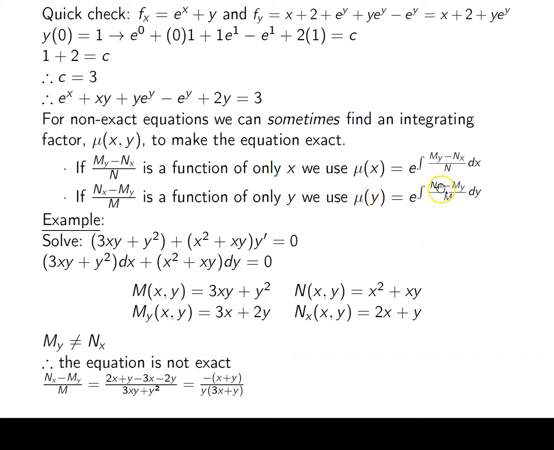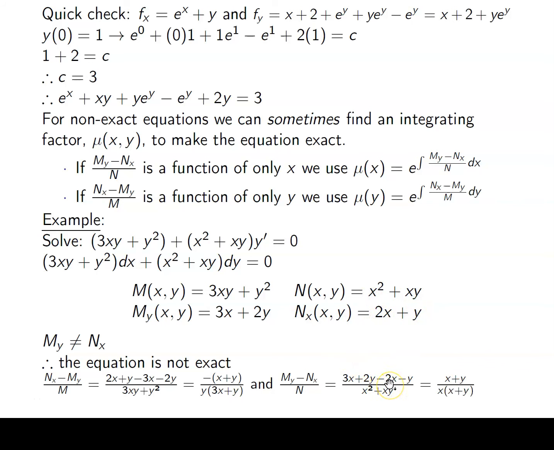Okay. That does not mean automatically that this is my integrating factor, because it could be very possible that I don't have an integrating factor at all, right? So you can't jump to conclusions. We have to check. So if I check the M_y minus N_x over N condition, I will have 3xy plus y squared minus x squared plus xy, right, all over my N function. Oh, I'm sorry, I'm subtracting these two. 3x plus 2y minus 2x plus y, all over x squared plus xy.